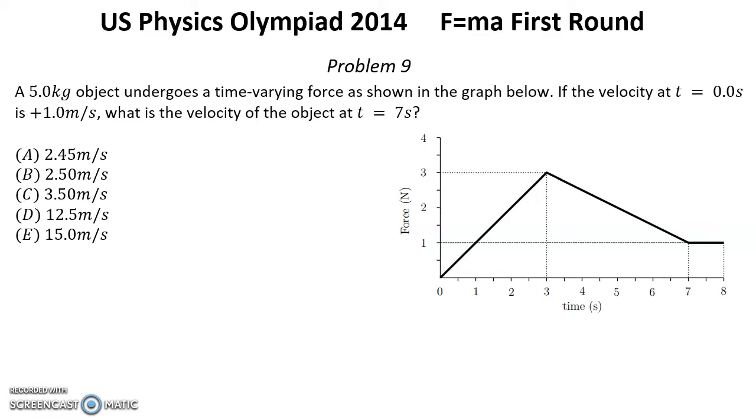Problem number 9. A 5 kg object undergoes a time-varying force as shown in the graph below. If the velocity at t equals 0 seconds is positive 1 meter per second, what is the velocity of the object at the time t equals 7 seconds?